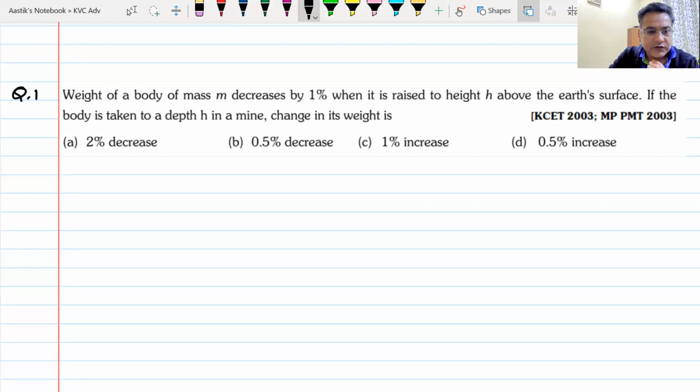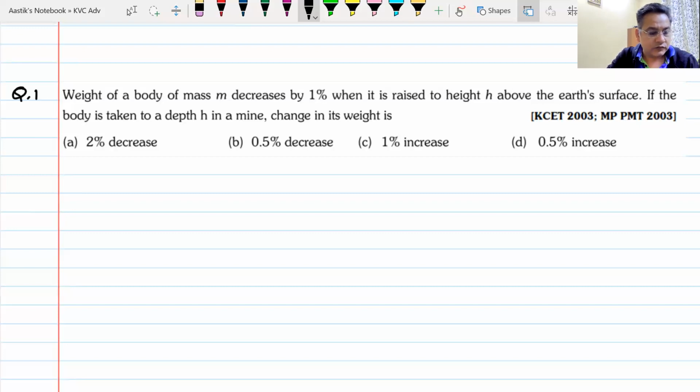Why do we need 1 minute? B, sir, 0.5% decrease. Everyone understands this? Yes or no? How did we get this? D by R. D is 2H.